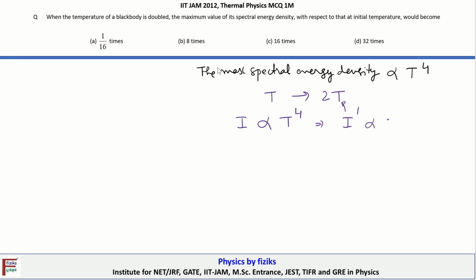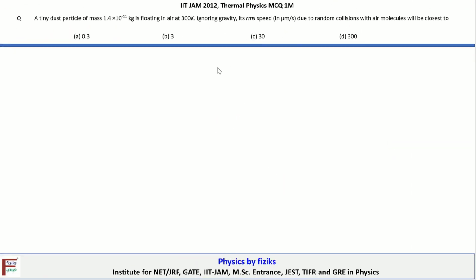is proportional to 2T power 4. Okay, so this will be 16 times T power 4, or in other words you can say that the new spectral density will be equal to 16 times the previous spectral density. So therefore the correct option here is C. So let's take a look at the next question.